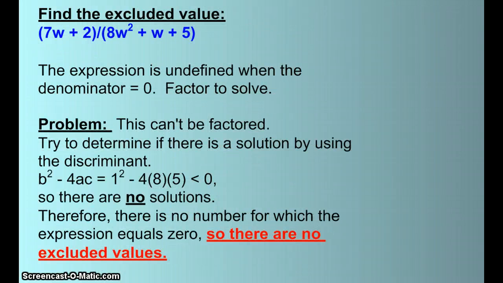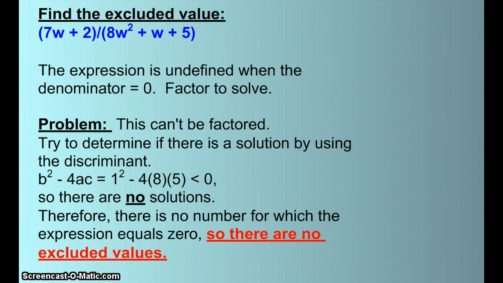This one's a little more difficult. If we want to find the excluded value here in 7w plus 2 divided by 8w squared plus w plus 5, it will be undefined when that denominator is equal to 0, so you want to factor that to solve it. But the problem is that it cannot be factored. So what are we going to do? Well, you can see if there is a solution by using the discriminant.